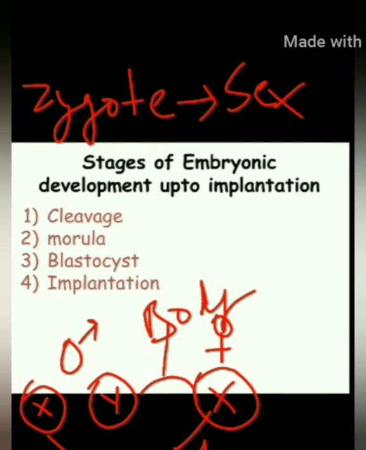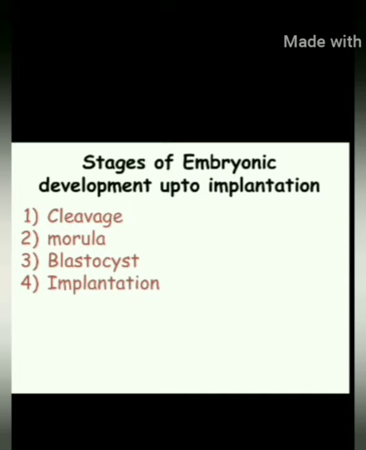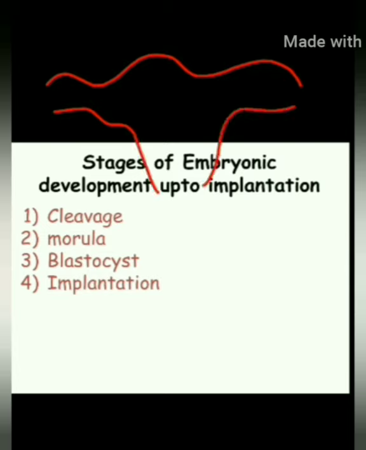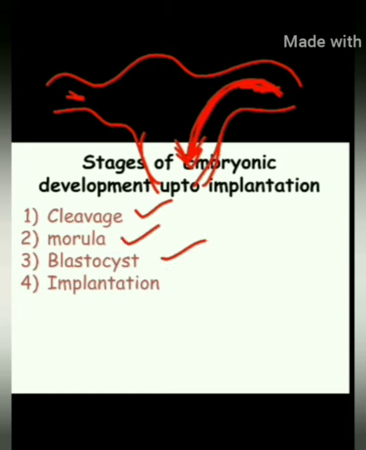Fine. Now further, what happens after forming the zygote? As I told you, fertilization takes place in the fallopian tube, in the ampullary isthmic region. After forming the zygote, it travels back into the uterus, because it has to stay in the uterus for 9 months to develop into a fully mature fetus. While traveling, it goes through various stages. These stages are called cleavage, morula, blastocyst, and ultimately implantation. So what are these steps?